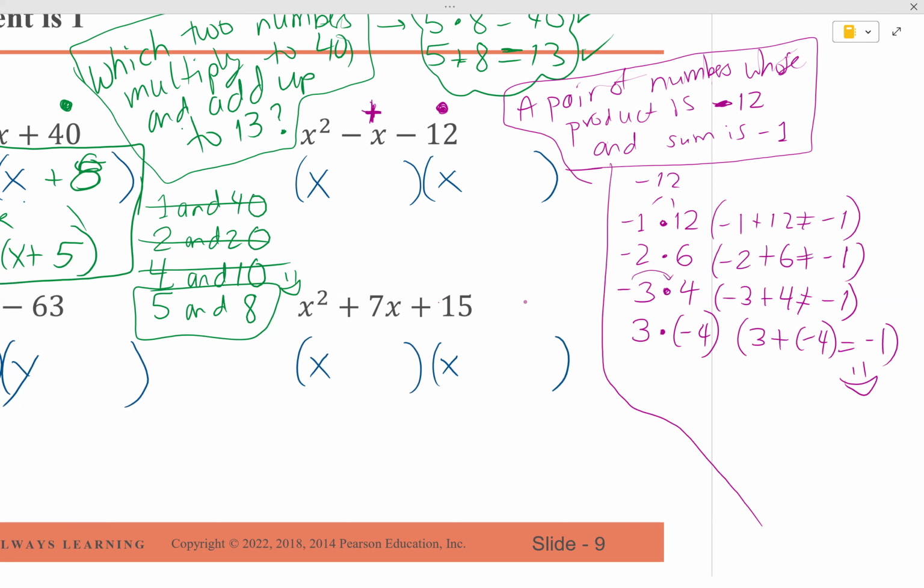So all that can be happening in your head. This list of numbers that I just wrote, you don't have to write that out. You're just kind of brainstorming, but if it helps, that's good. So I think the answer is 3 and -4, because 3 times -4 is -12, and 3 plus -4 is -1. So that looks fine. That's a good answer.